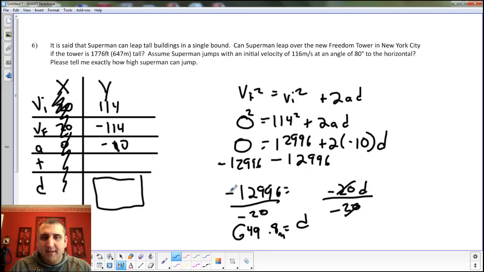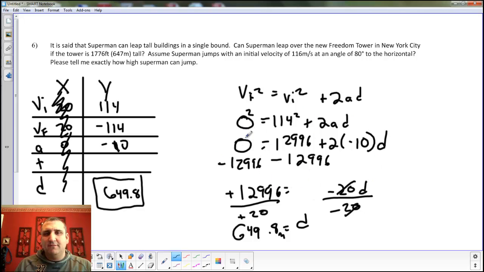How tall was the new tower? 647. So he can jump almost 3 meters taller than the tower, and the spire actually counts as part of the height. So if you've actually seen the building, it's really, really tall, and it's got a spire on it, so you can make it all the way over. So I hope that helped. Sorry, I got confused in here. I just confused myself. Hope I didn't confuse you too much.